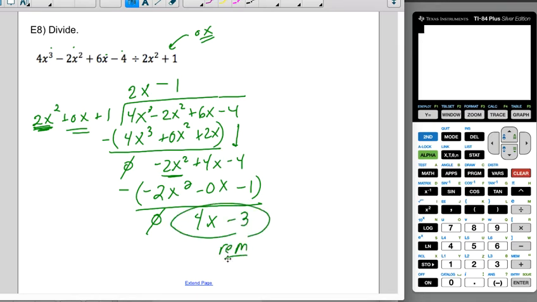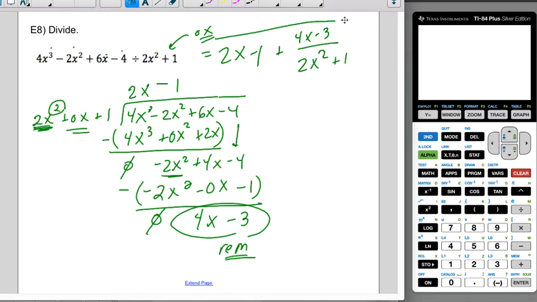So I know there's still an x here, but notice that this is degree 1 and the divisor is degree 2. So I'm done, and that's my remainder. So my answer is 2x minus 1 plus the remainder over, and then I'd probably write the divisor without the placeholder. You don't have to, you can write it with it.